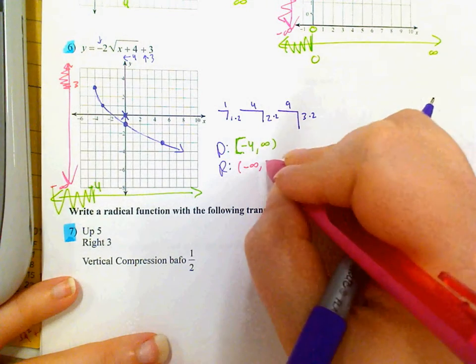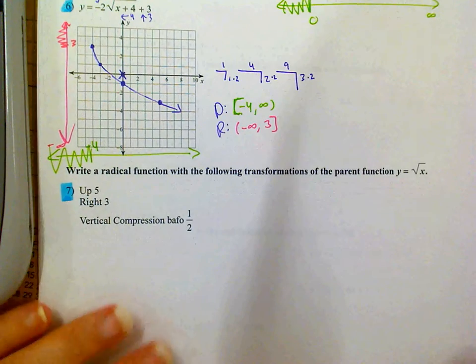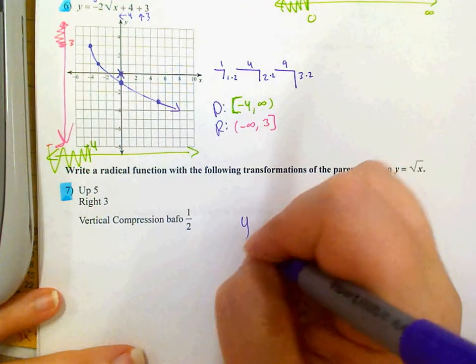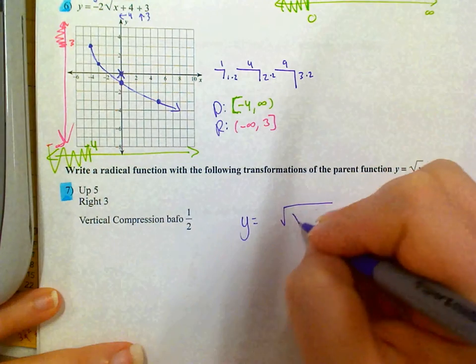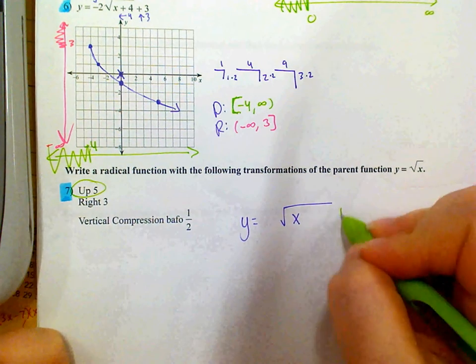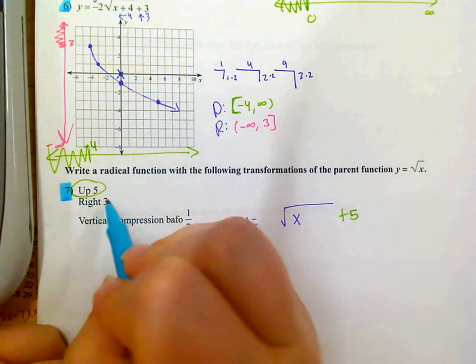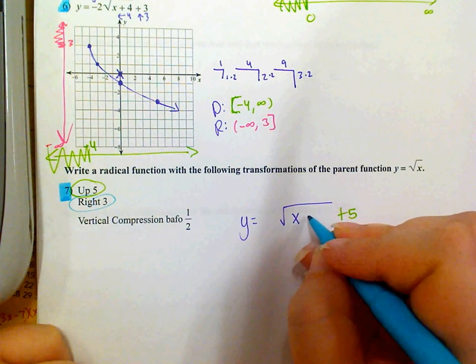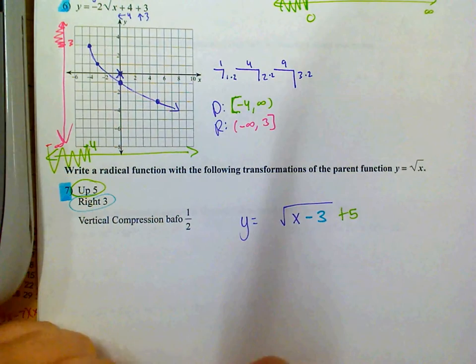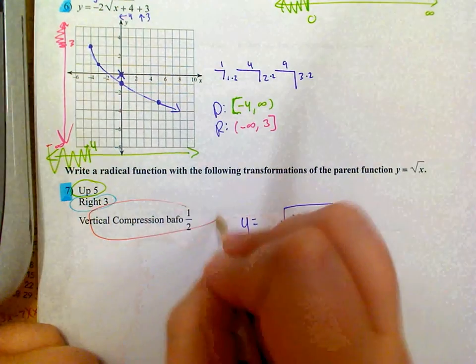Alright, and the last thing I need to do is write a function with those transformations. So I know I'm going to have a square root and x and whatever it says. So up 5 means plus 5 on the outside. Right 3 means minus 3 on the inside. So outside is exactly what it looks like, and then inside is the exact opposite. And then vertical compression by a factor of 1/2 just means multiply by 1/2 on the front. And there is 1 through 7.